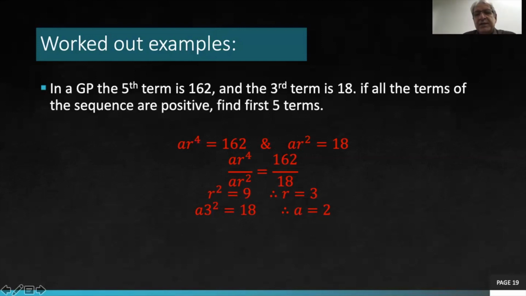Now, since I have the first term and I have R, I can write all the terms. The sequence starts with 2, and then you multiply by 3 to get 6. Then you multiply by 3 and get 18, which we knew already. It is given in the question. If you multiply again by 3, you get 54. And if you multiply again by 3, you get 162, which we already knew. So these are the first 5 terms of the sequence. Now we're done with this question.